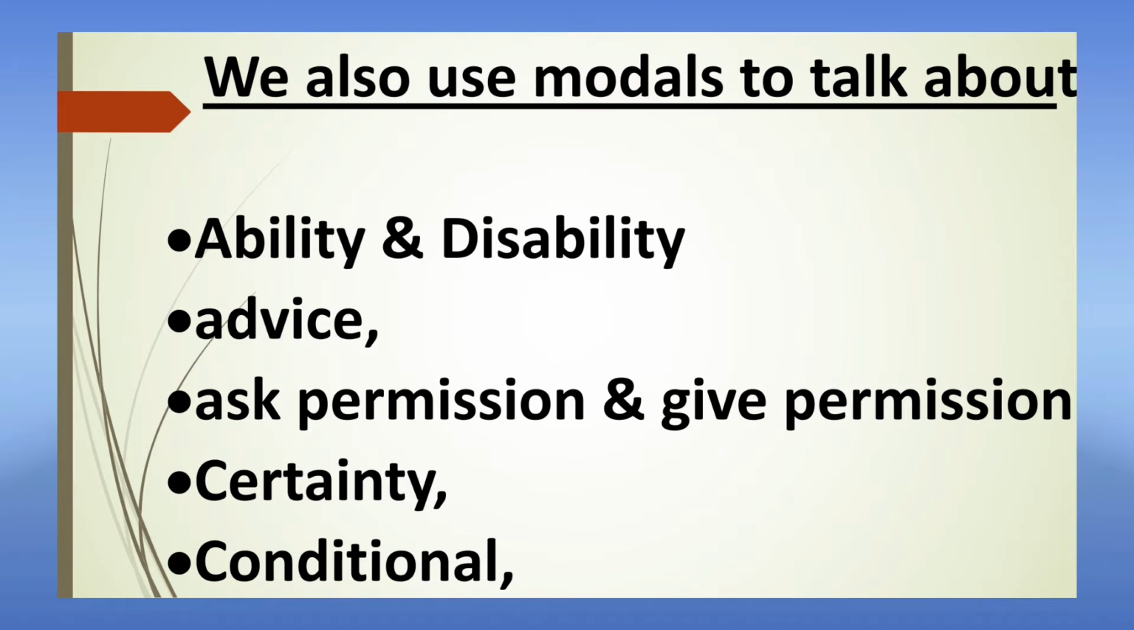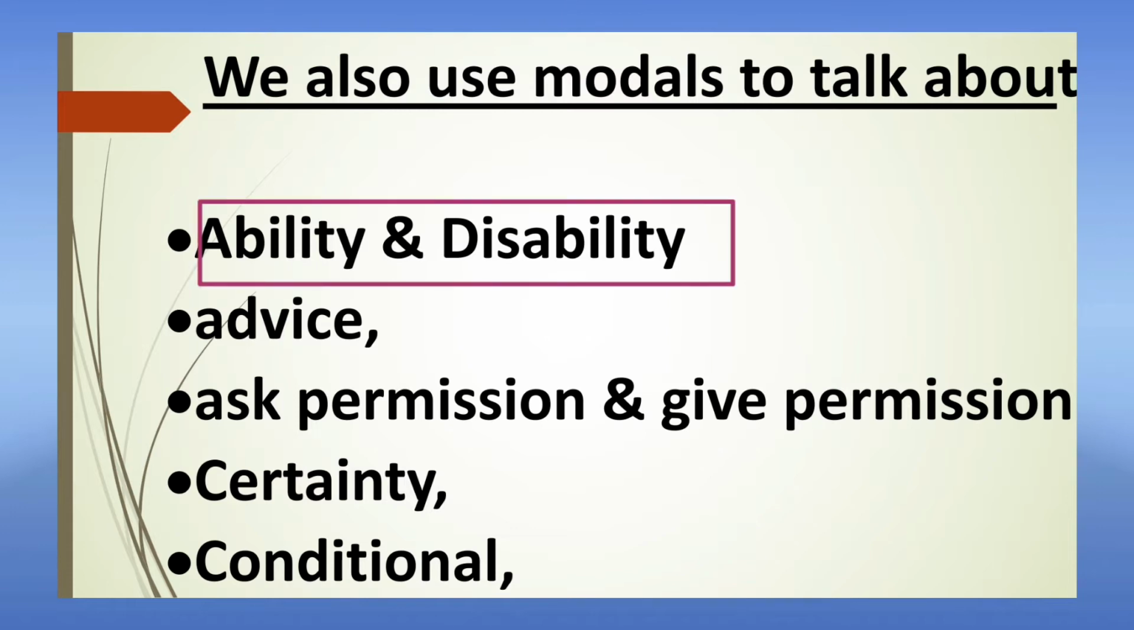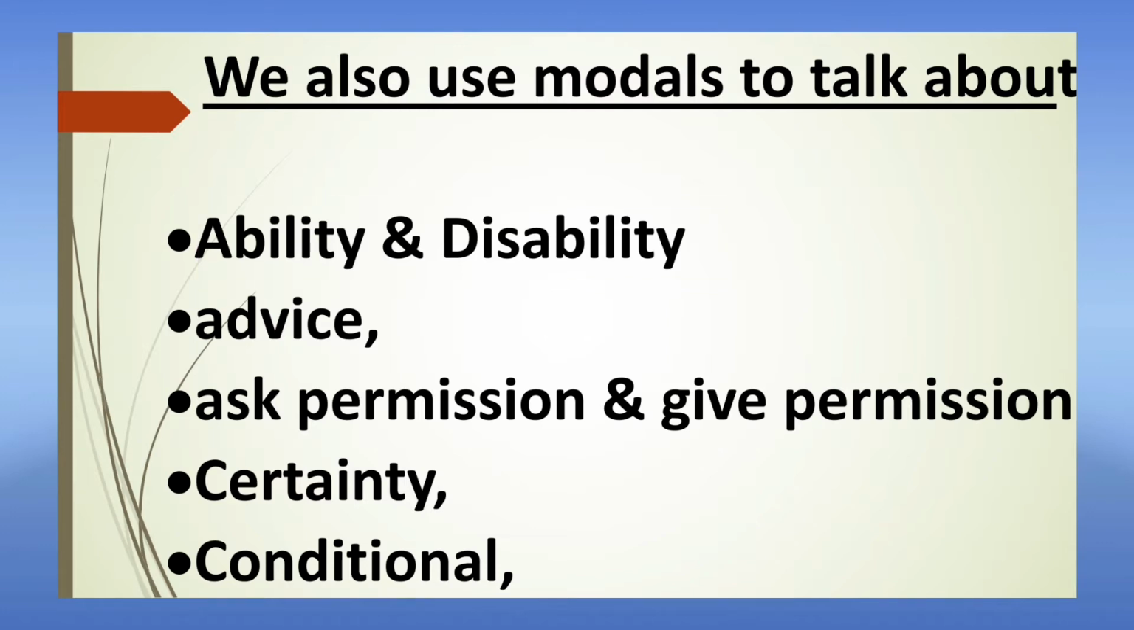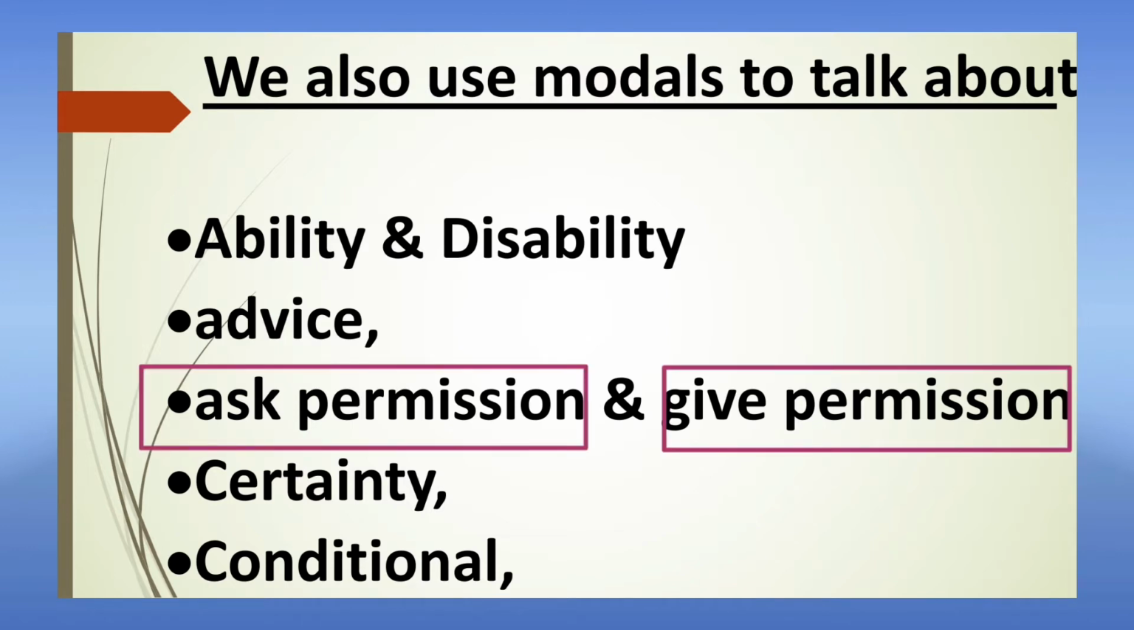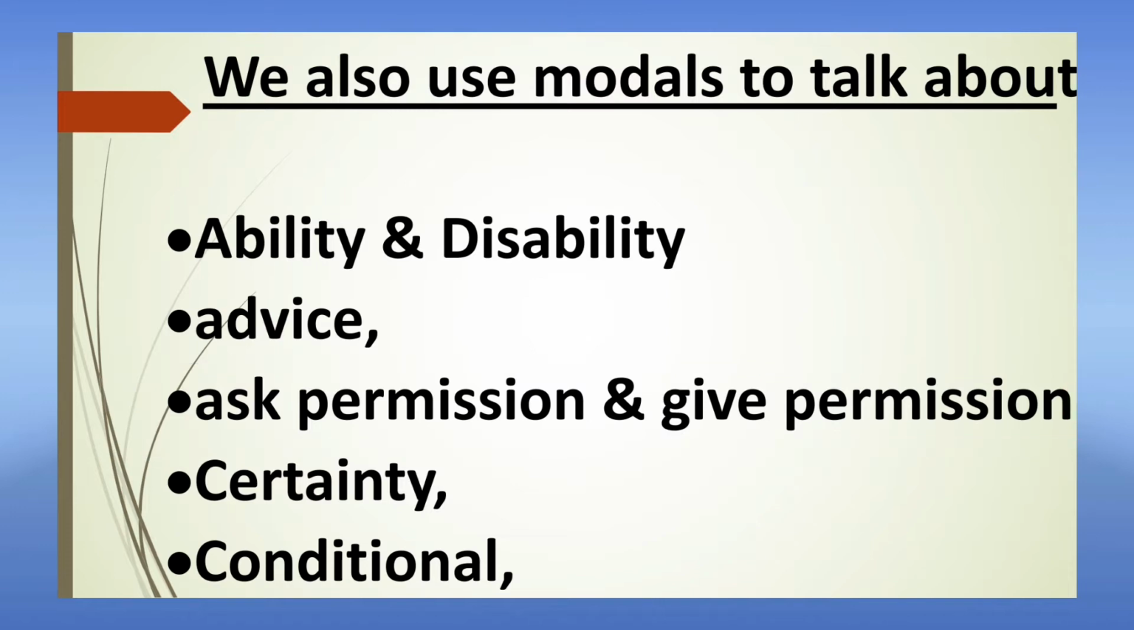The first one is that modal verbs can be used to express ability and disability of a person or something. The next situation is about advice. When we give advice to someone we have to use modal verbs. The third situation is when we ask permission or give permission, we have to use modals. The fourth point is about certainty. The word certainty means surety. When the possibility of an action is 100%, that is nothing but certainty.